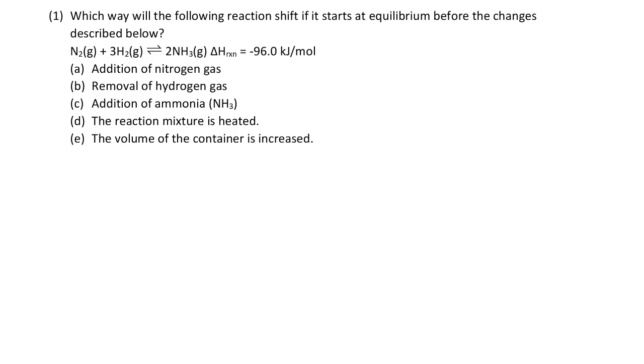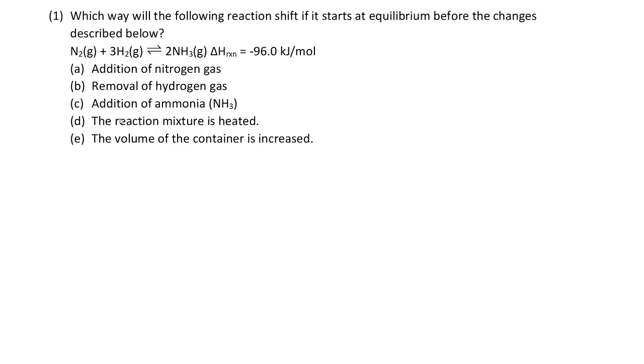For equilibrium, we're going to start with the Le Chatelier question. Our question is, which way will the following reaction shift if it starts at equilibrium before the changes described below? So we have nitrogen plus 3 hydrogen gas in equilibrium with 2 ammonia gas, and we have a delta H of reaction of negative 96.0 kilojoules per mole.